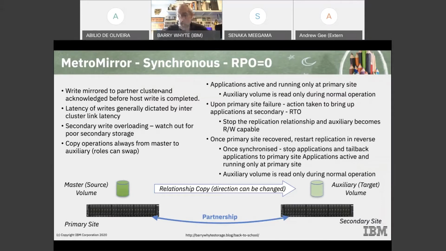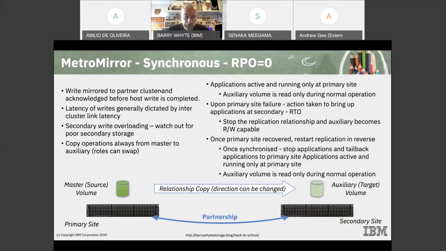The RTO is going to be however long it takes you to actually trigger. And in this slide, we're talking about the various steps, assuming that something has gone wrong. So with this, all writes are mirrored. They use that partnership. You have a source volume at the primary site, and a target volume at the secondary site, and they are designated as a master and auxiliary.